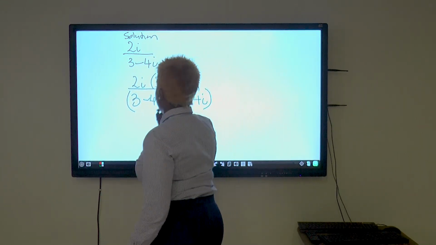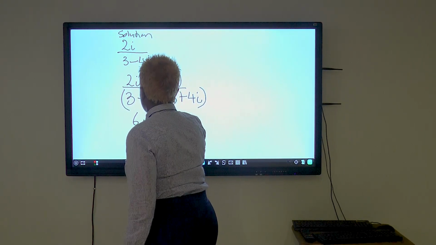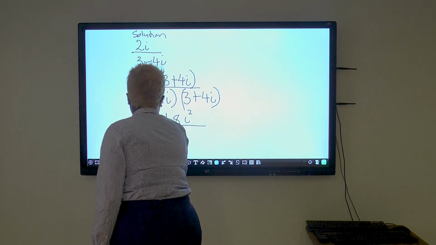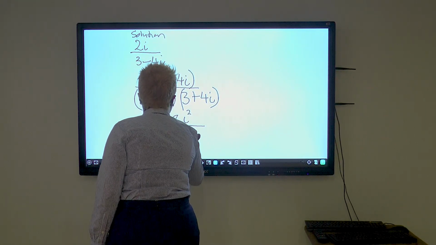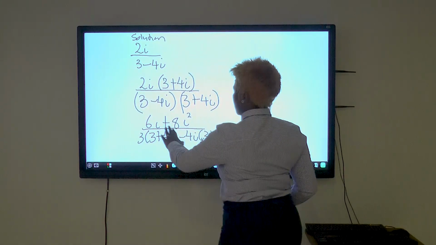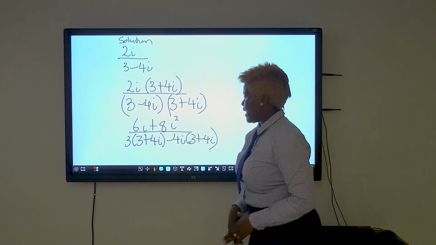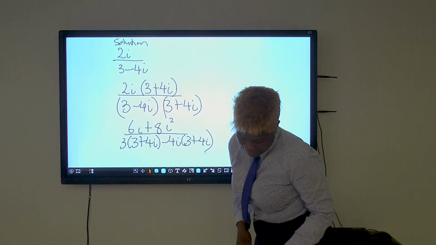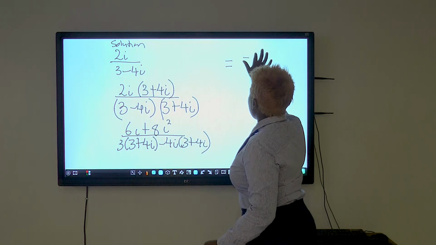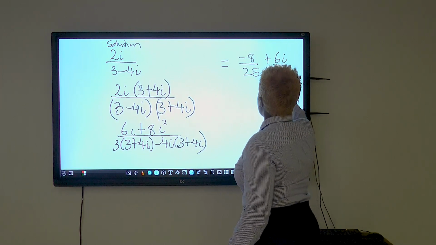So when you multiply on the numerator, it becomes 6i plus 8i squared. Over, when we expand the brackets, we have 3(3 plus 4i) minus 4i(3 plus 4i). On the numerator we have i squared, so when you multiply with a negative, it becomes 6i minus 8. Our final answer, when we have calculated all this, is minus 28 over 25 plus 6i over 25.